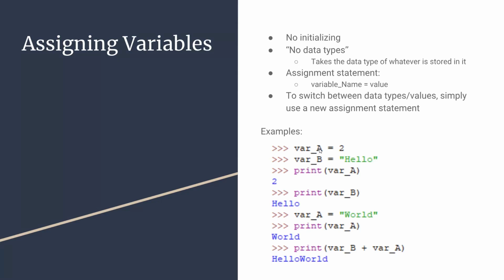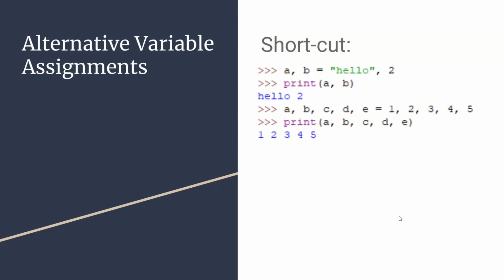However, we want to change variable A to be world. In a lot of other programming languages, you would probably have to cast variable A into a string variable, and it goes through all these other steps. But in Python, it's very convenient. All you do is variable A gets world, and it's a string variable now. So now if we check what variable A contains, it no longer contains 2, it in fact contains world. And then if we wanted to put them together, variable B plus variable A is hello world, as we saw in the previous video.